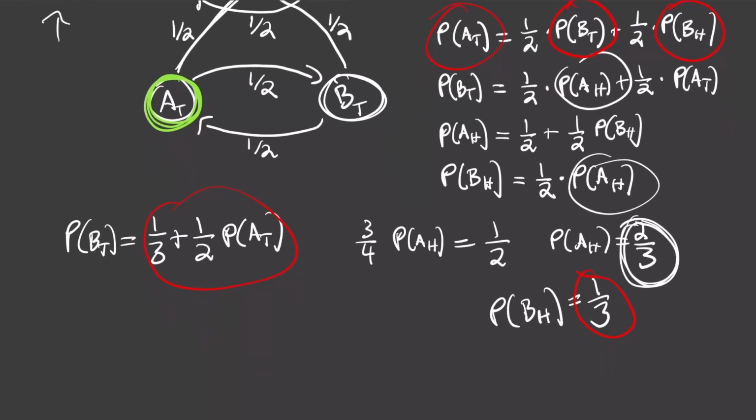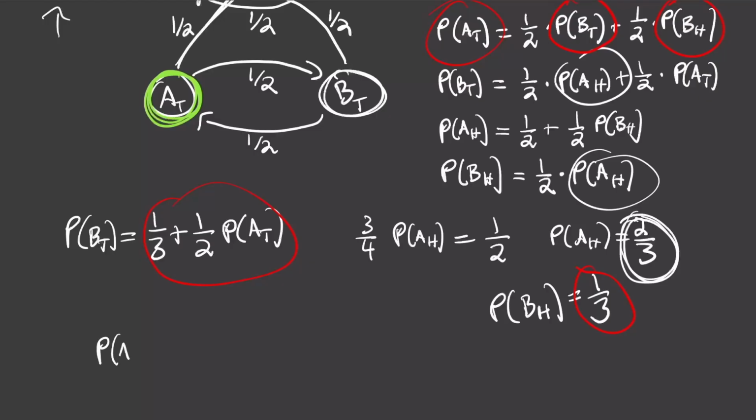So when I do that, I get that the probability of A sub t is equal to 1/2 times this right here, which is going to be 1/3 plus 1/2 times the probability of A sub t again. And then over here, I have 1/2 times the probability of B sub h, which is 1/3. So that's going to be 1/6 that I'm adding on right here.